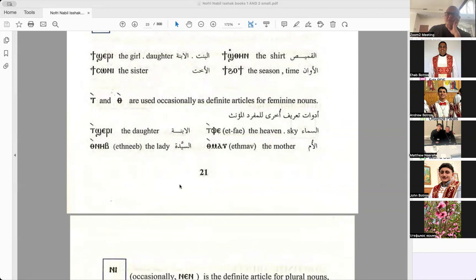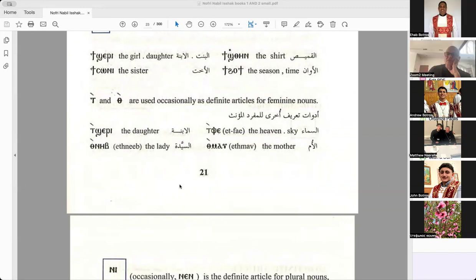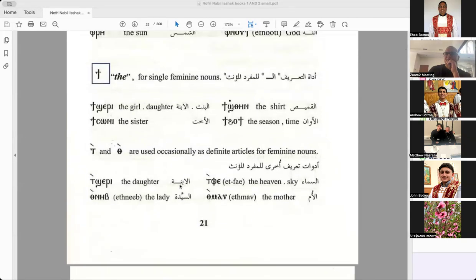Matthew, is it going for you or am I going too fast? Matthew, you're there? It's going good, Uncle. Yeah, I'm sorry, I was gone. It's going good, I understand. But my only question is: if you're using plural, for example if you have male and female, which article would you use for that?